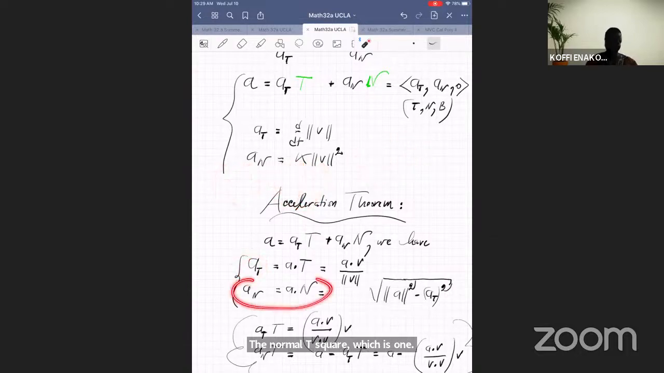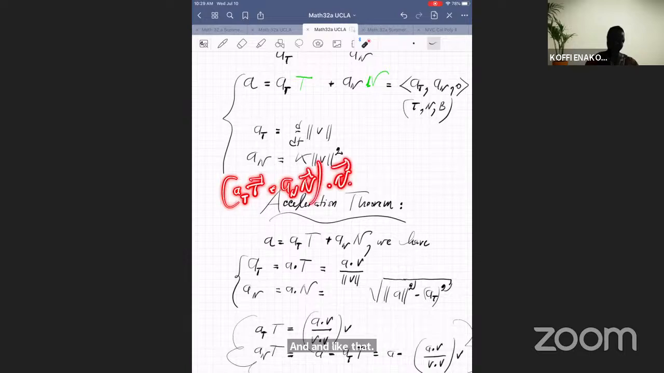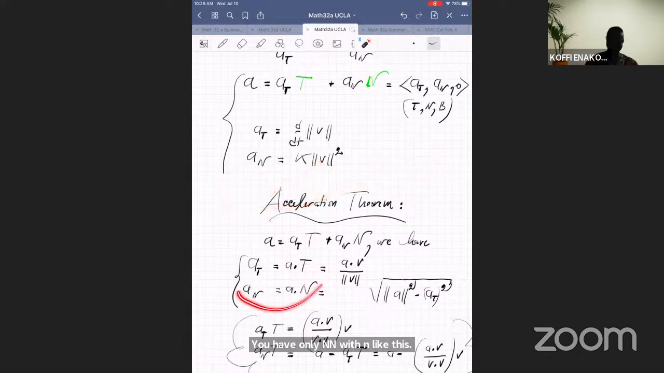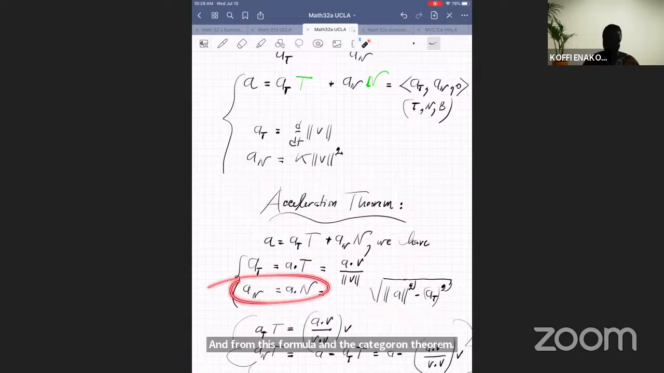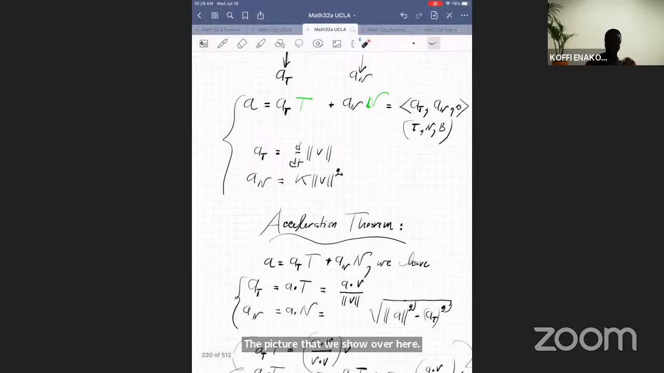The second demonstration is the same, because over there you have A_T T plus A_N N, but dotted with the vector N. So that will be T dot N. T dot N is 0 by orthogonality, and you have only A_N with N dot N, which is 1, and that will be A_N. So it proved that. And from this formula and the Pythagorean theorem, this also goes exactly like the picture that we showed over here. So there is no problem with these two formulas.